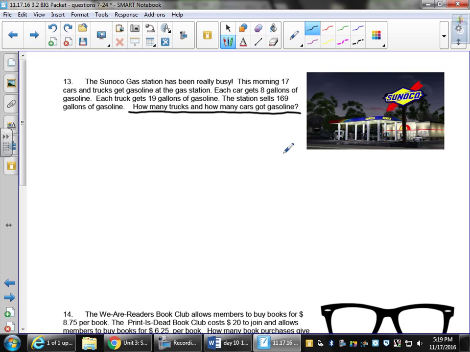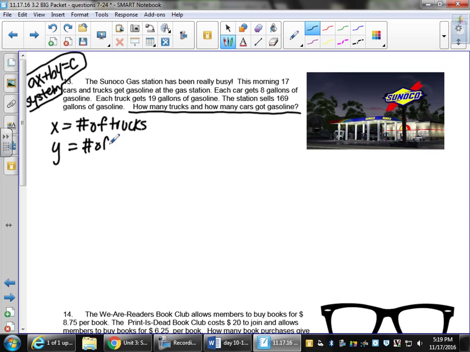How many tells me what's the number of each, how many of each item. So I know it's an AX plus BY equals C system. To know how to define the variables, I will pull that straight from the question. How many trucks, how many cars? So x is the number of trucks. Y will be the number of cars. Now let's mentally group what goes together. What do you think we're going to have?